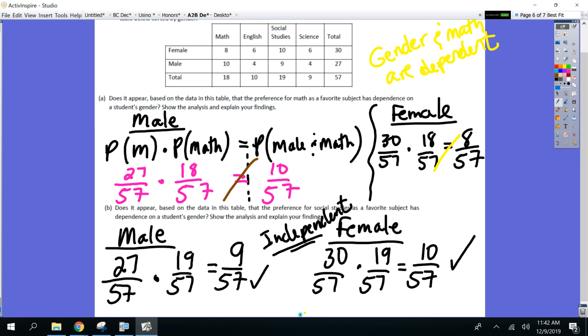And I will do that last problem with you tomorrow. Again, tests on Wednesday.